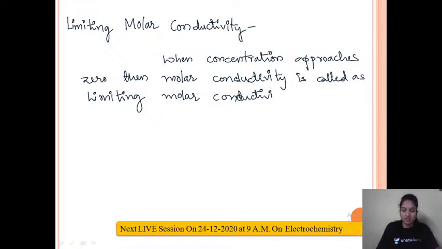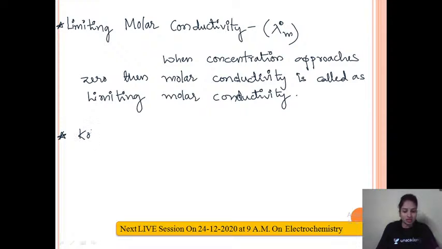Now, molar conductivity, how do we represent? Lambda m, right? Lambda m. Likewise, limiting molar conductivity is represented by lambda naught m. So lambda naught m is nothing but your limiting molar conductivity. Now, how to calculate this limiting molar conductivity? Limiting molar conductivity is given by a very important law, known as Kohlrausch's law.